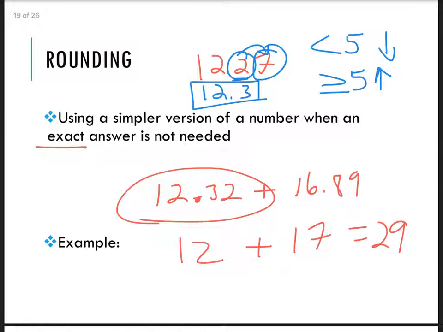And these I just rounded. I looked here and said 12.3, well, that rounds down because this is less than 5. And this is 16, and the 8 is 5 or more, so I round up. So that's where I got those from.